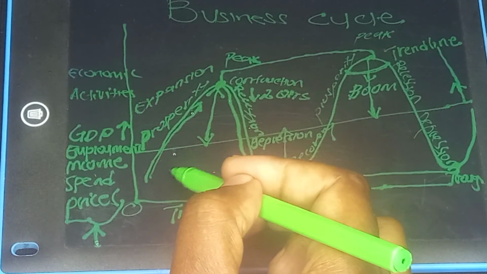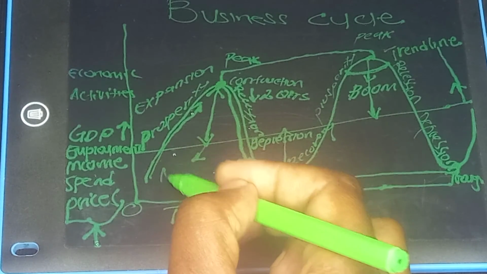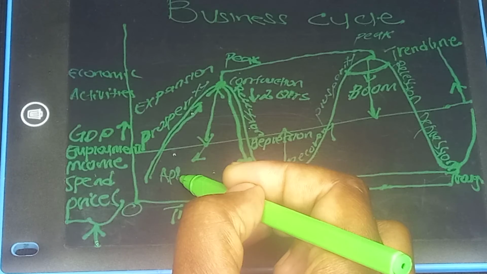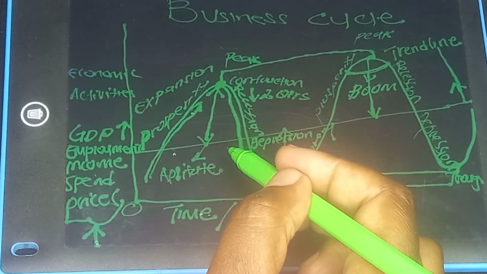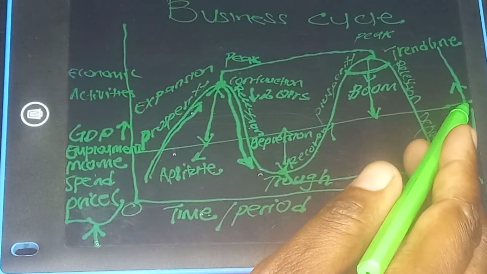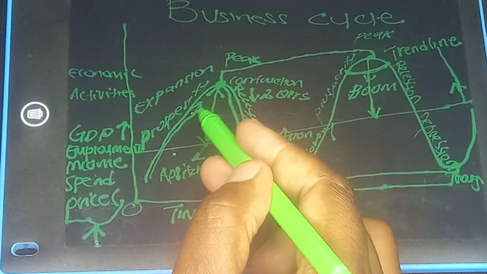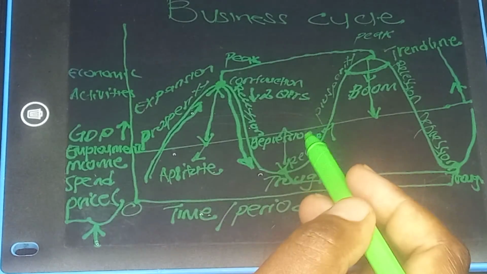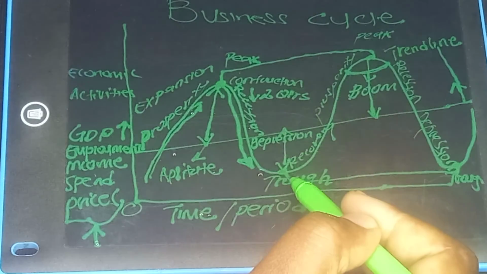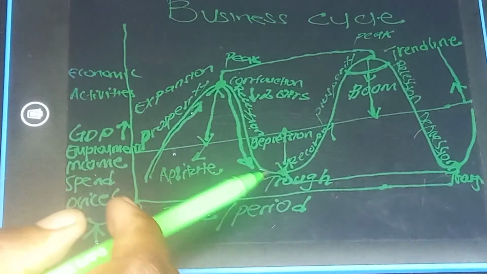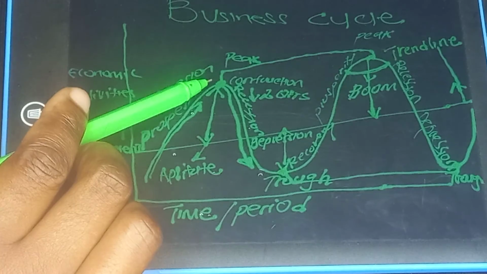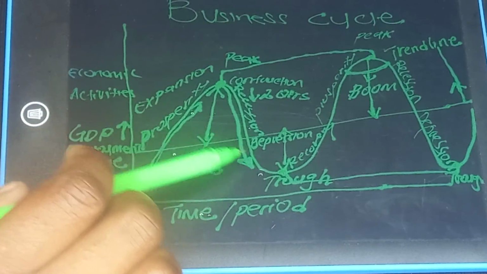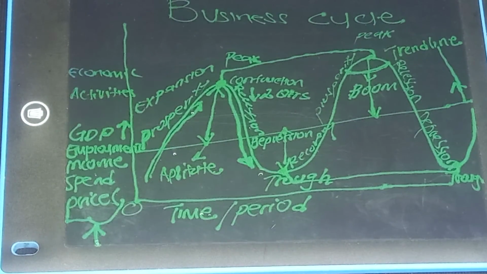Amplitude. This is an amplitude. An amplitude is the distance between the trend line, which is this line, and the peak, or the trend line and the trough. Not trough to peak, very wrong. It's peak to trend line, or trend line to trough.